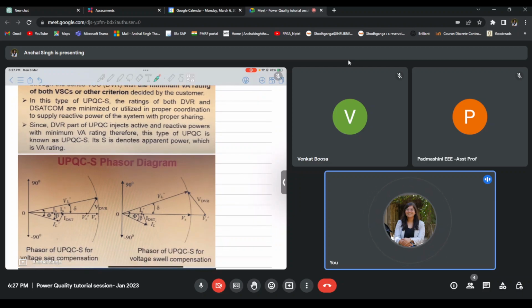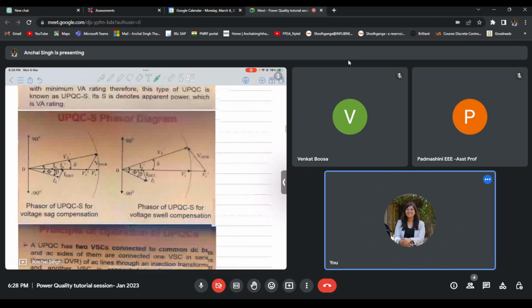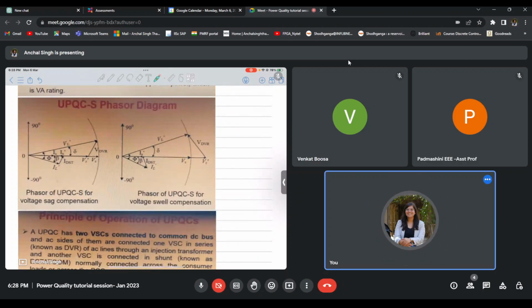In this type of UPQC, the ratings of both DVR and DSTATCOM are minimized or utilized in proper coordination to supply reactive power of the system with proper sharing. When we talk about UPQC-S, since we can supply both active and reactive power, the V_DVR vector, or the voltage vector of the DVR, could be at any angle. So I can compensate for both voltage sag and voltage swell in any condition. I could get any kind of power angle delta between VS dash and VL dash using V_DVR.